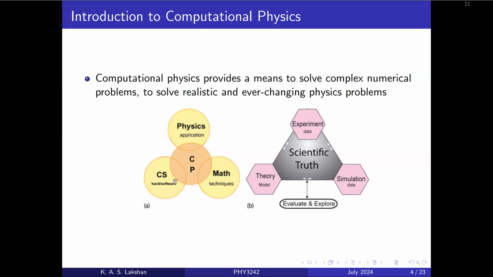So what do you know about computer science? What have you done so far in computer science? Mainly, computer scientists try to develop hardware and software that the computational scientists use.